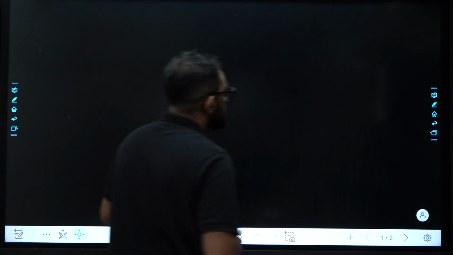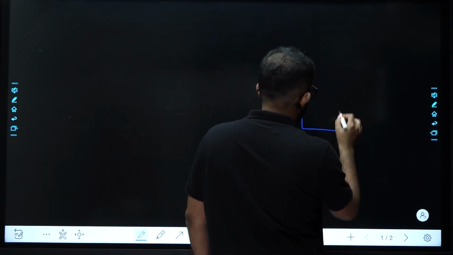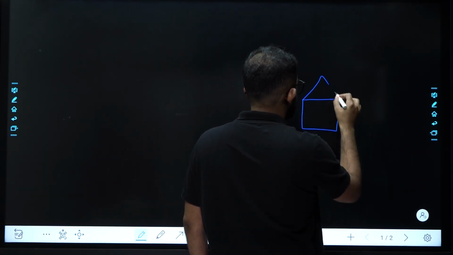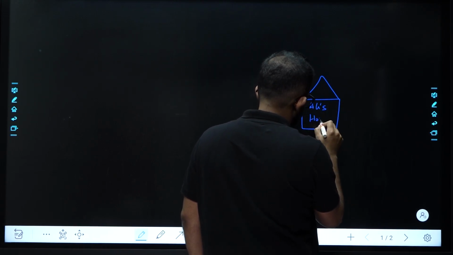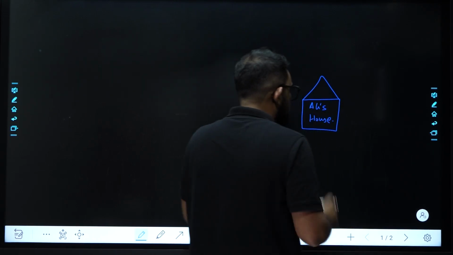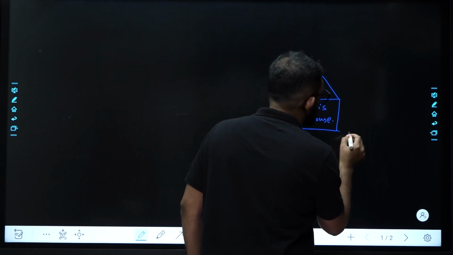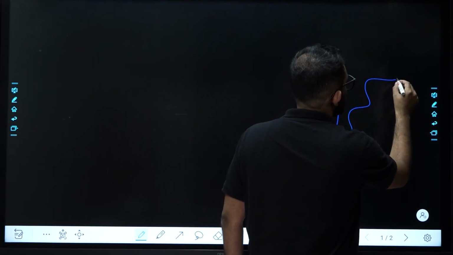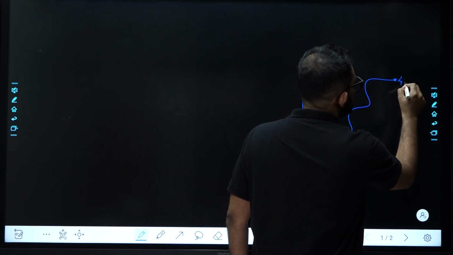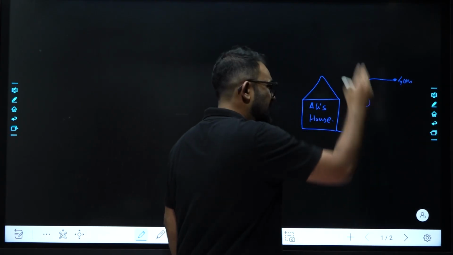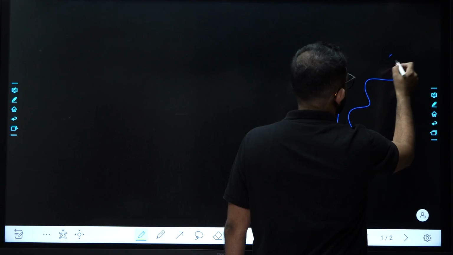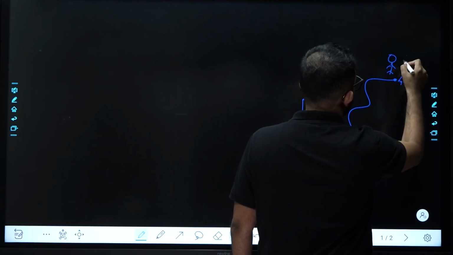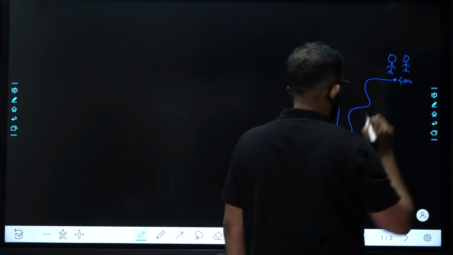Let's say this is Ali's house. He started walking from here through this path. And this is the 40-meter mark. Right at this point, he sees his friend and he stops there. Let's say this is Ali and this is Ali's friend.